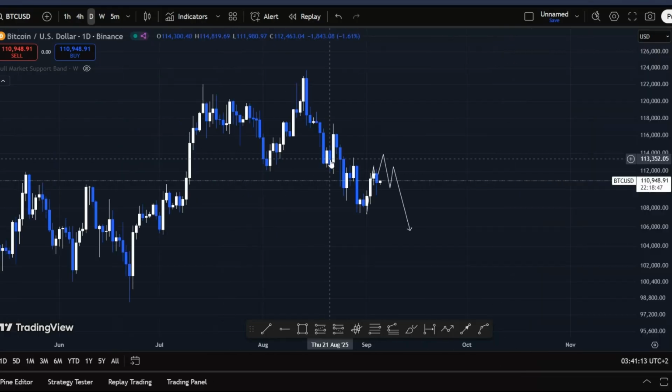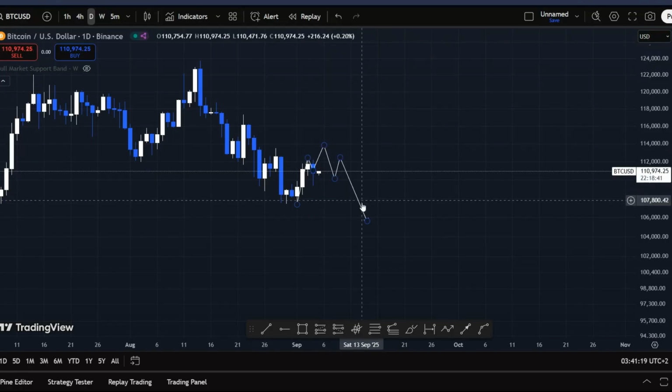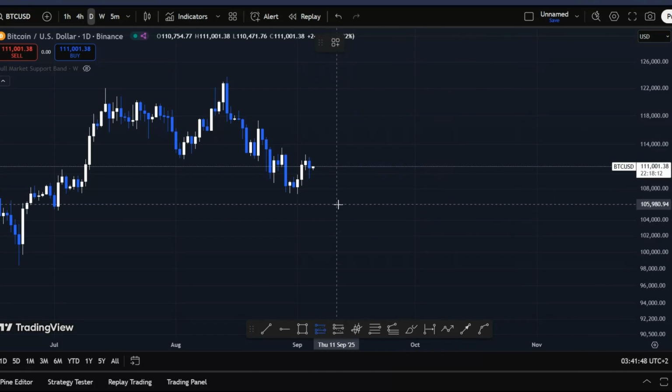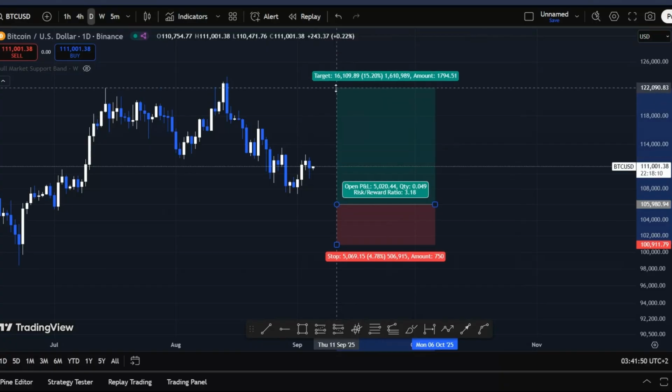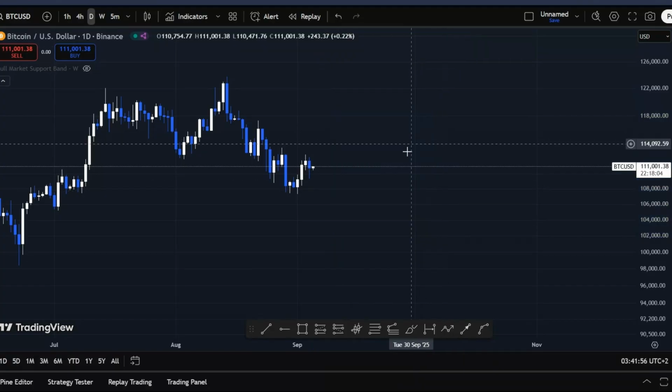Actually, we are doing what I said a few days ago on the channel. We are retracing, probably we'll go a little bit higher, lower, higher, and then down we go. So I'm going to have the bot waiting around here, around 106, with a nice risk reward ratio. It's not going to be 3.18, but I'll show you what it's going to be.